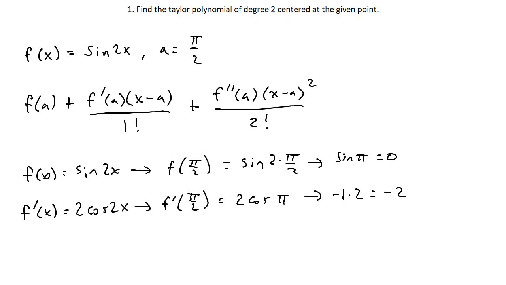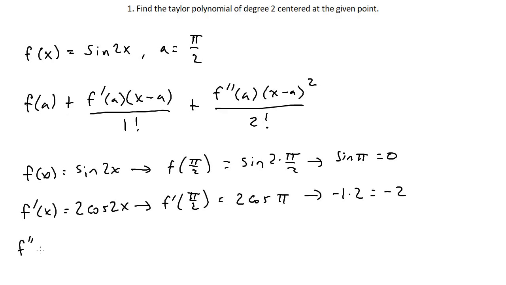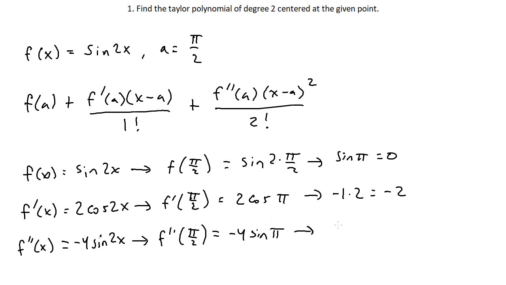Since we need to go to the second degree, we'll do one more. So f double prime of x. Derivative of cosine is negative sine. So the derivative of 2 cosine 2x is going to be -4 sine of 2x. And so f double prime of pi over 2 is going to equal -4 times sine of 2 times pi over 2, or sine of pi. Sine of pi is obviously 0, and -4 times 0 is still 0.